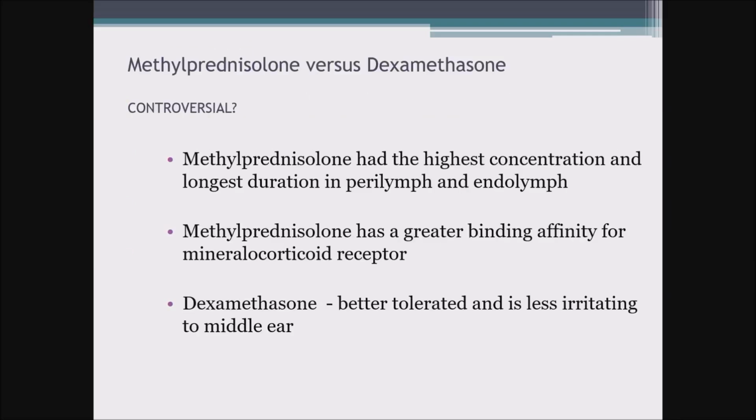Then, which intratympanic steroid to use, methylprednisolone or dexamethasone? It is also controversial. Methylprednisolone has a greater binding affinity for the mineralocorticoid receptor, and so it attains high concentration and longer duration of action. But dexamethasone's advantage is that it is better tolerated in the middle ear.